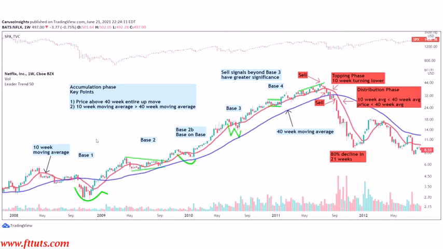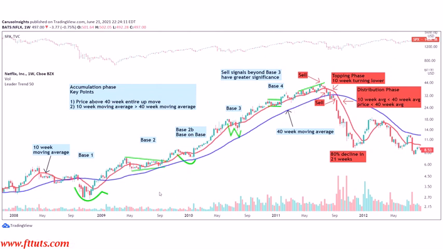Here we're looking at Netflix. So the key points we want to look at is the red line here, as we've said multiple times, is the 10-week moving average, and the blue line is the 40-week moving average. The key point for the accumulation phase is that price is above its 40-week moving average for the entire move, and the 10-week moving average is above the 40-week moving average for the entire move. As you can see, that was absolutely true for this entire Netflix advance.